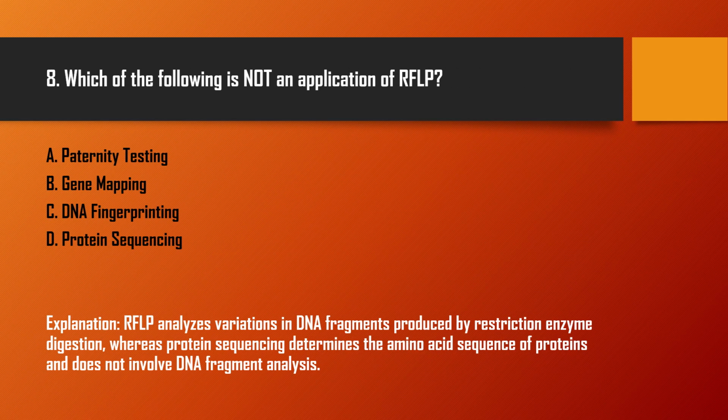Now, moving on to the eighth question, which of the following is not an application of RFLP? RFLP is a DNA-based technique used for DNA fingerprinting, paternity testing, and gene mapping. It analyzes variations in DNA fragments, whereas protein sequencing determines the amino acid sequence of proteins and is not an application of RFLP. So the answer is protein sequencing.